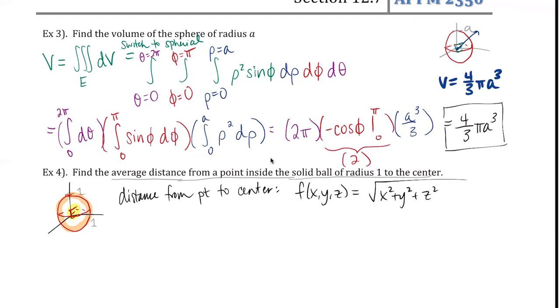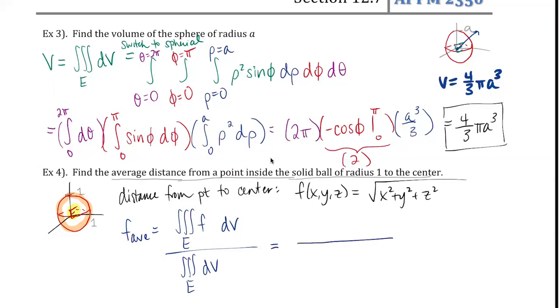We know how to find an average value. An average value over a region is going to be the triple integral over the region of the function that we're trying to find the average of, divided by the total volume. And we already know the volume because that's what we calculated above, so we can just write that here. We don't need to do a triple integral if you can already do it from geometry.